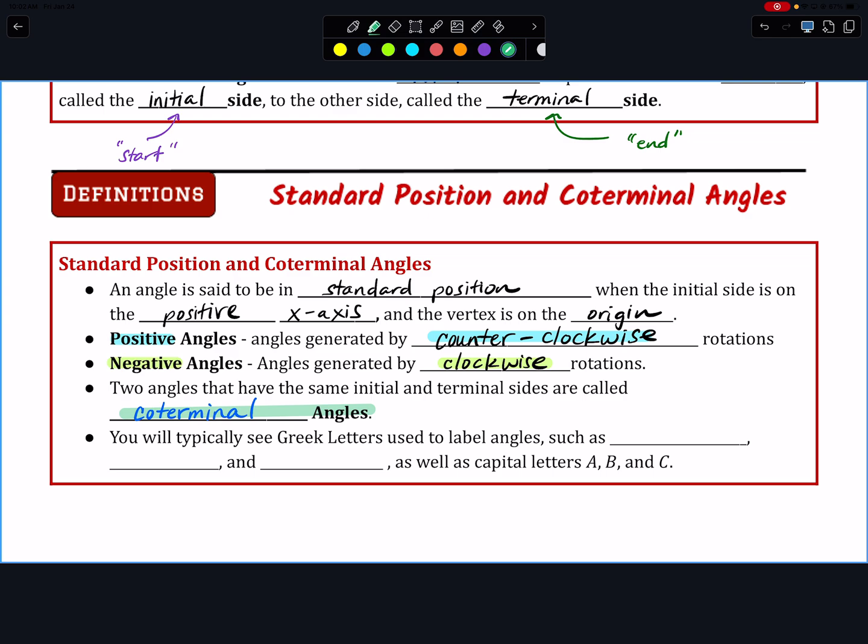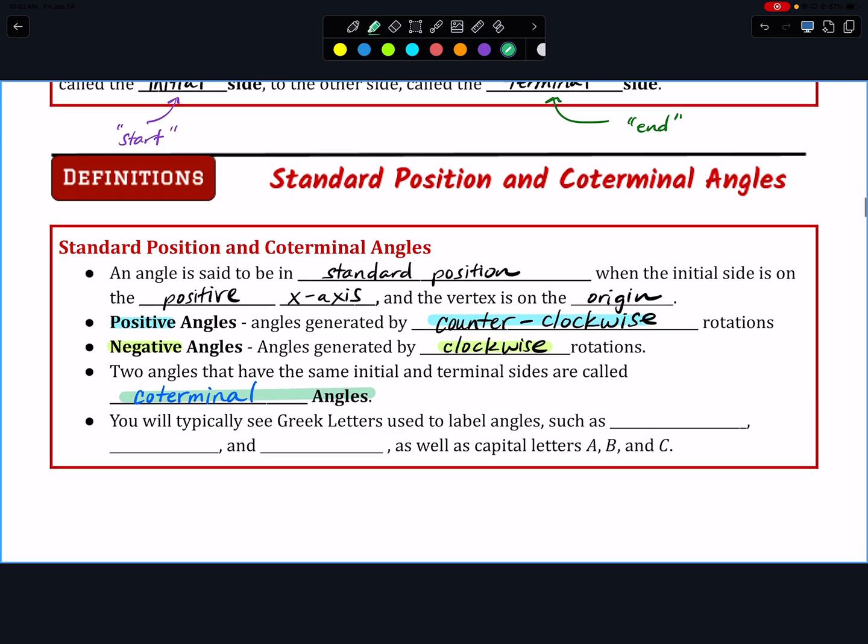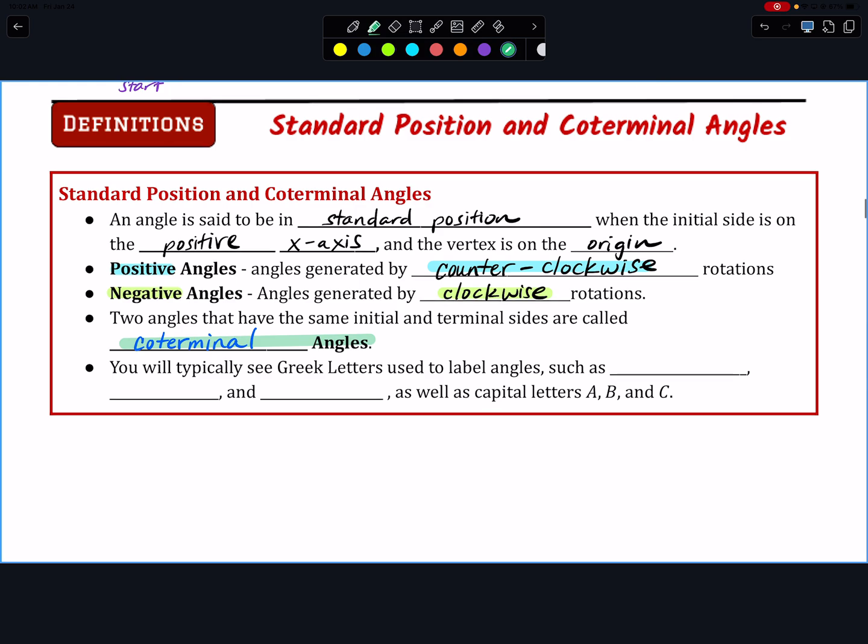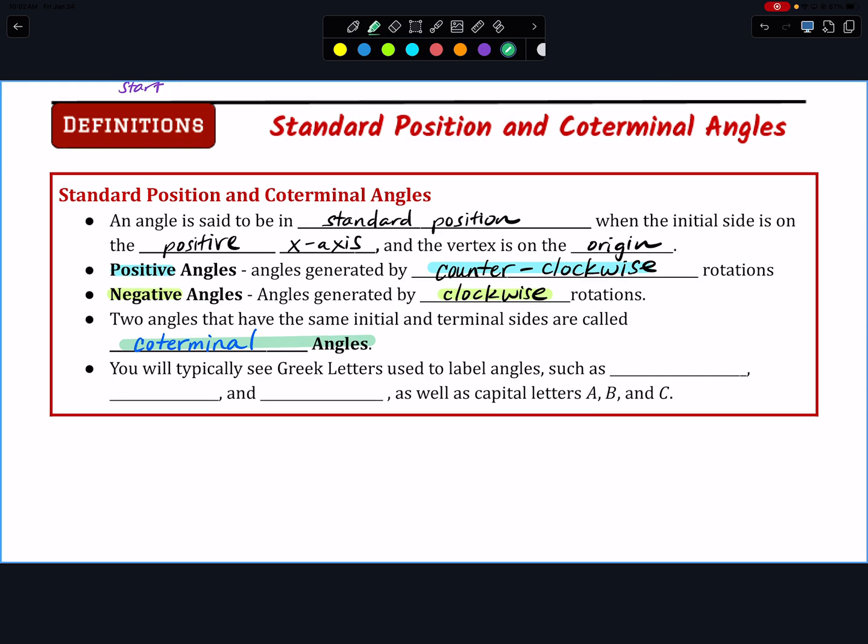A lot of the math that we learned, we came from the Greeks. So a lot of times in trigonometry, we're going to use Greek letters instead of our traditional Roman letters. You will typically see Greek letters used to label angles, such as alpha. The lowercase alpha looks like a fish. It looks like this. They're not gonna look great the first few times you draw them. You'll get better with practice.